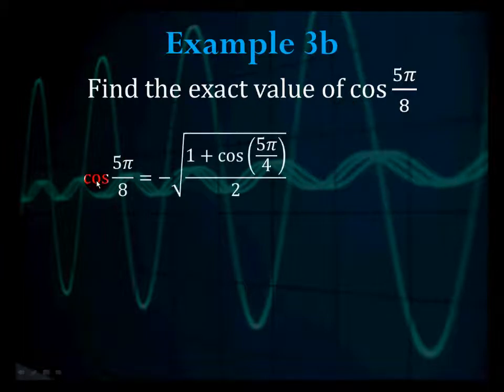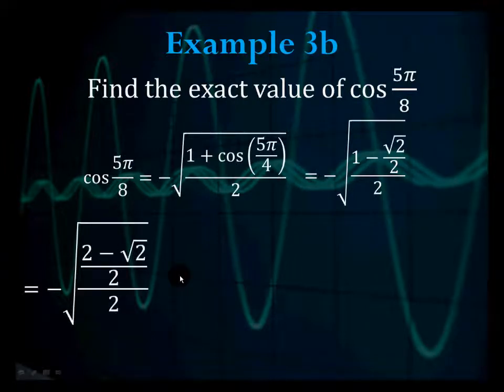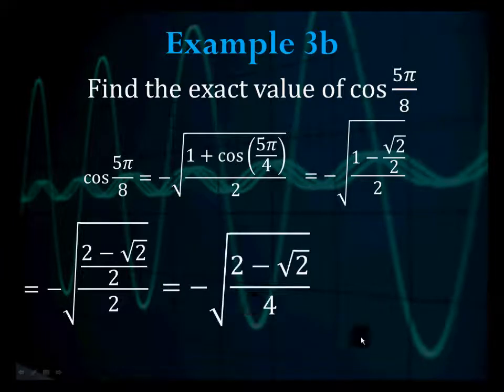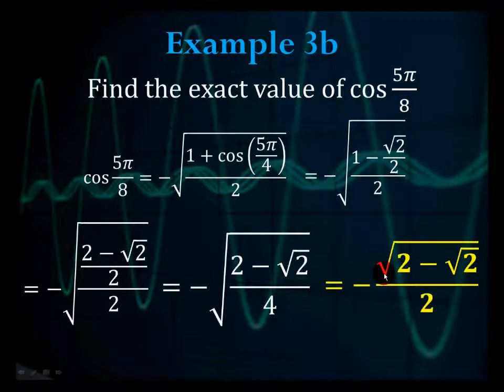So cosine of 5 pi over 8 equals the negative of the square root of (1 plus cosine of 5 pi over 4) over 2. Remember, if 5 pi over 8 is equal to theta over 2, then theta is 5 pi over 4. And we know the cosine of 5 pi over 4 because 5 pi over 4 is equal to 225 degrees. So, negative the square root of (1 minus root 2 over 2) all over 2. And again, be careful with the algebra and simplifying the fraction. And your answer is negative the square root of 2 minus the square root of 2, all over 2.